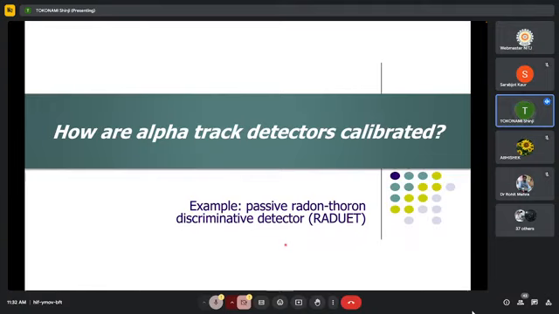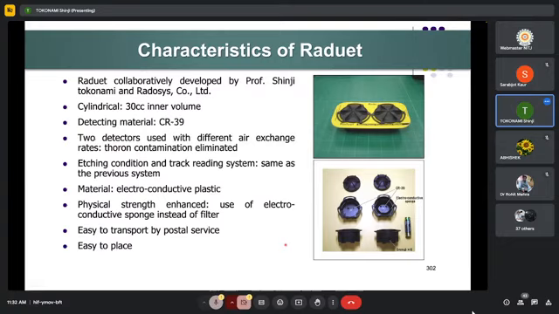How are alpha track detectors calibrated? I will show an example with a passive radon-thoron discriminative detector. Let me explain the characteristics of the radiator again. The radiator was collaboratively developed by our research group and a Hungarian company. The shape is cylindrical, and the inner volume is 30 cubic centimeters. It is quite small. The detecting material is CR-39.